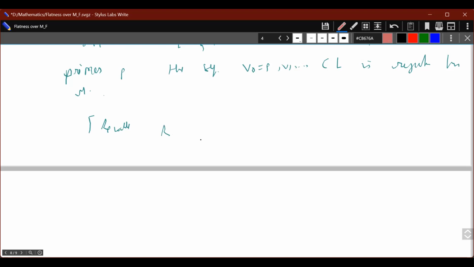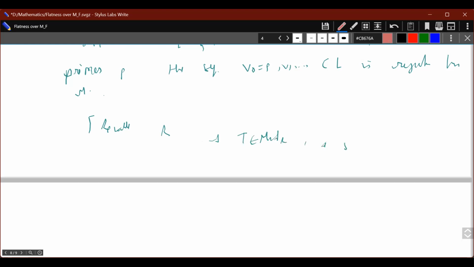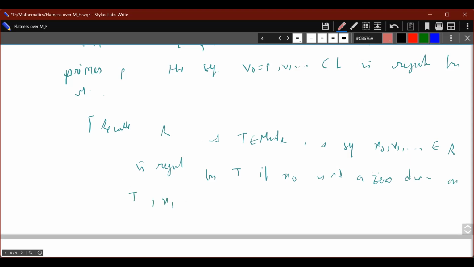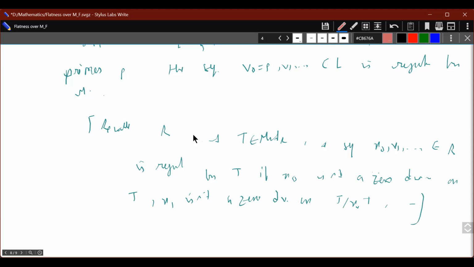If you have a commutative ring R and you take an R module T, then a sequence in R is regular for T if x0 isn't a zero divisor on T, and x1 isn't a zero divisor on T modulo x0, and so on. So that's what I mean by regular sequence.